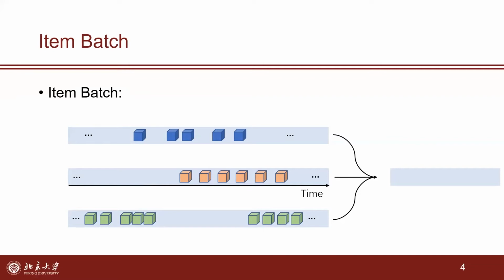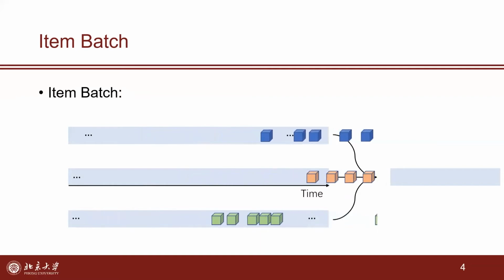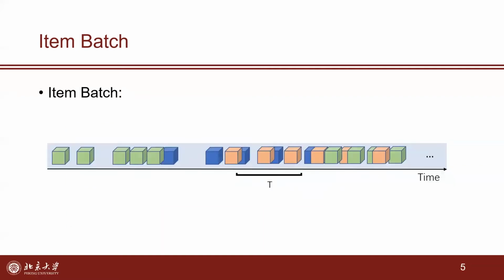For example, the TCP protocol generates a batch of packets within one RTT window, and all these batches may converge at certain nodes, entangle with each other and form a data stream. And what we are going to do is to mine this item batch pattern from the data stream.